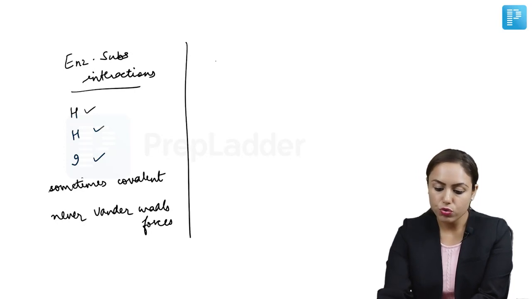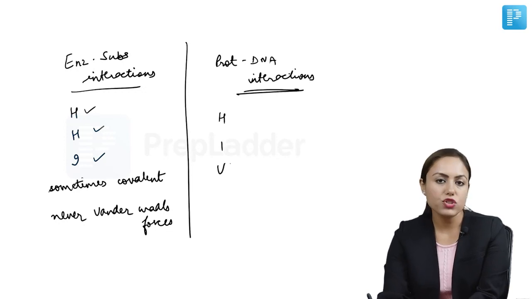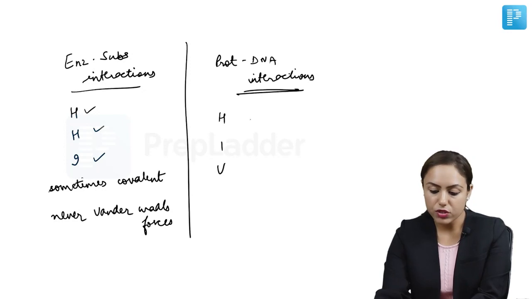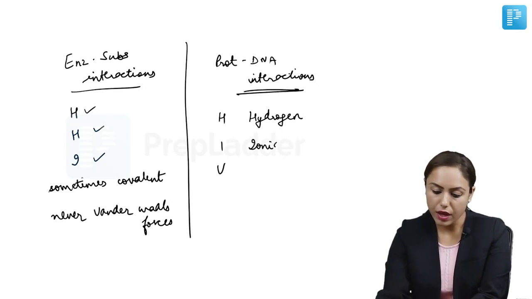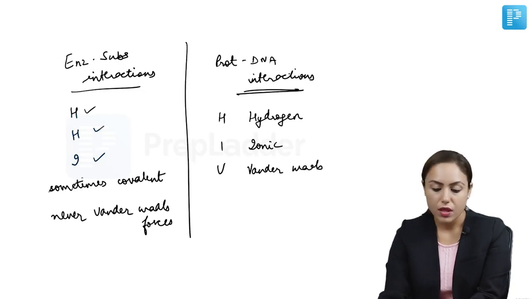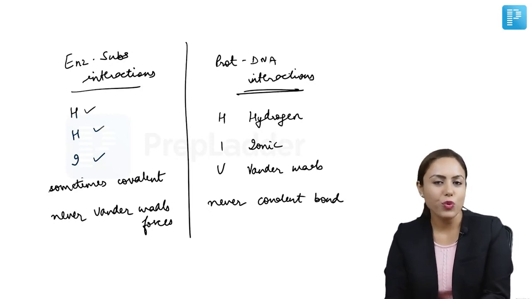Then let's also do the bond between protein and DNA. In protein-DNA interactions, which bonds are present? Now the mnemonic is HIV. The virus HIV, okay, that is the mnemonic. So there's only one H, and this H is hydrogen, and be careful, it is not hydrophobic. What is I? I is ionic. V is van der Waals forces, and never covalent bond here. Never covalent bond, right? So this is it with the proteins topic.